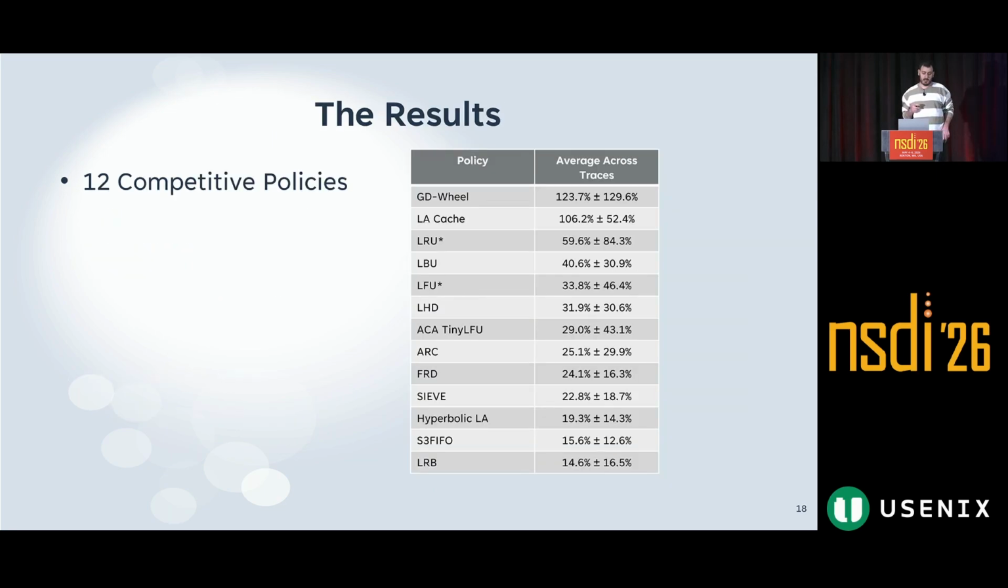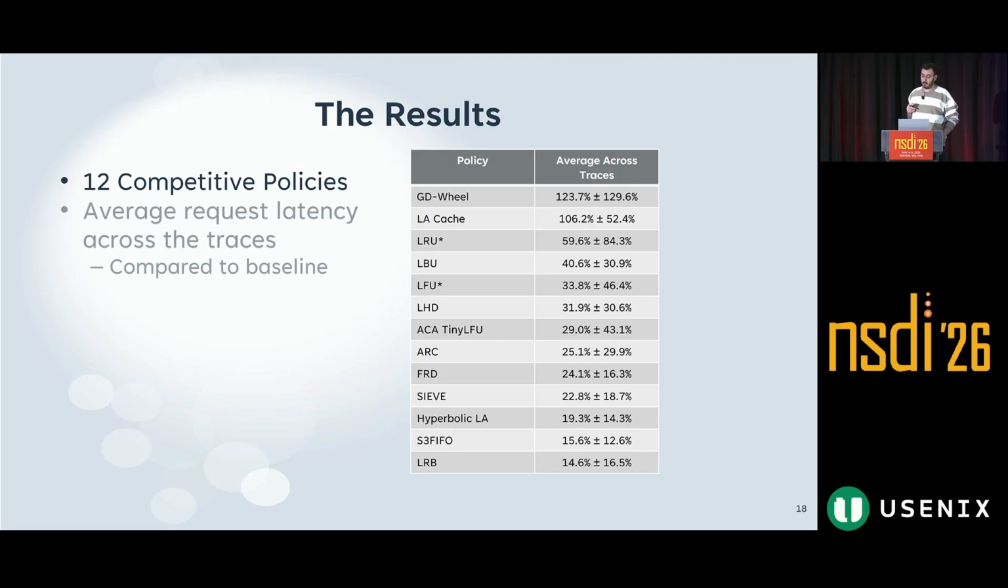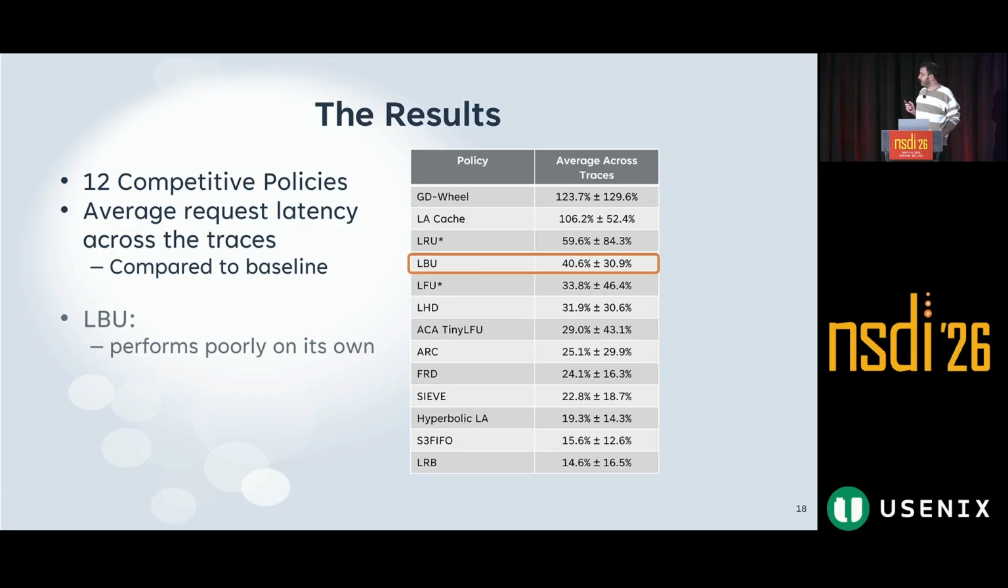So we compared ourselves to 12 competitive policies. We judge them by the average request latency across the traces, and this is compared to the baseline I've shown in the previous slide. I want to point out LBU. LBU is performing poorly on its own, and it is expected. It was designed to be complementary, not a standalone policy, and this is the important part.